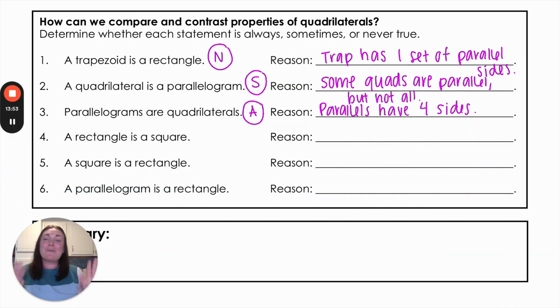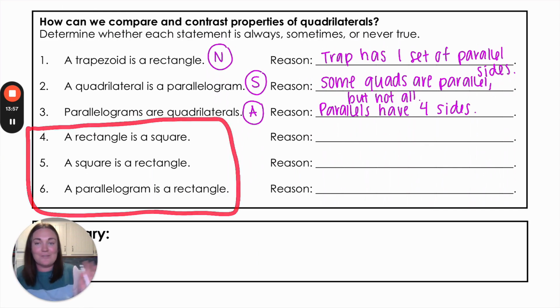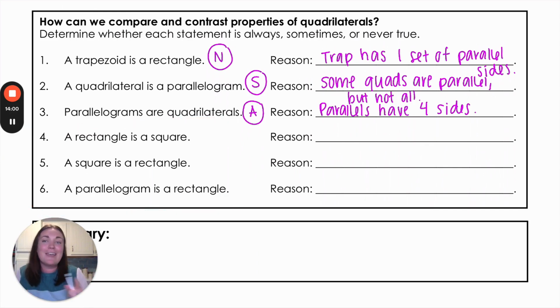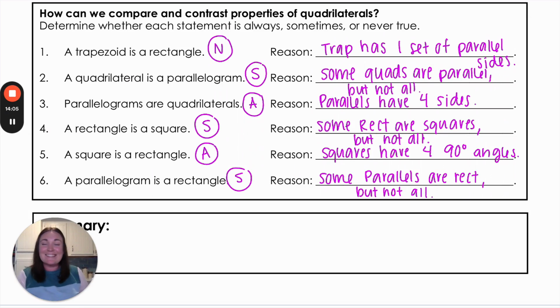Okay, I want you to pause the video here, and I want you to try 4, 5, and 6 on your own. So go back and forth between that family tree and these statements and see if you can figure out if they are always, sometimes, or never true. All right, and see how you did.